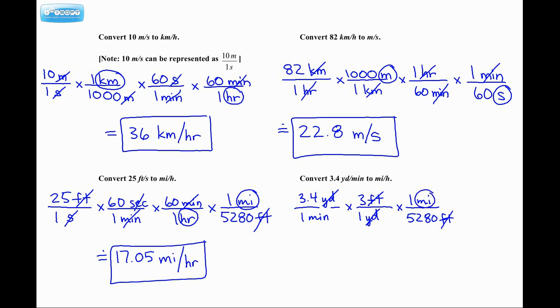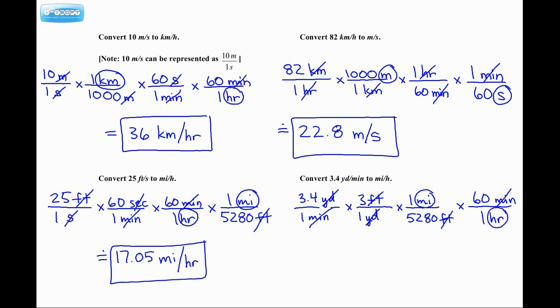That's what I want. But I need to get rid of my minutes. And I need hours. That's easy. 1 minute here, which means my minutes have to go up here. There are 60 of them in an hour. So those minutes down here cancel there, and I have hours on the bottom.